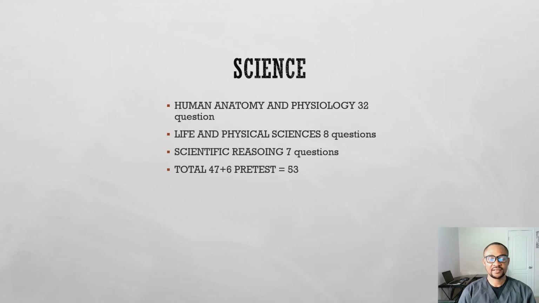For the science, you'll be tested on human anatomy and physiology. The human anatomy and physiology will cover 32 questions. Then life and physical sciences will have 8 questions. Scientific reasoning, we have 7 questions. So the total will be 42 graded test questions plus 6 pre-test items. That will give you 53 questions in total.